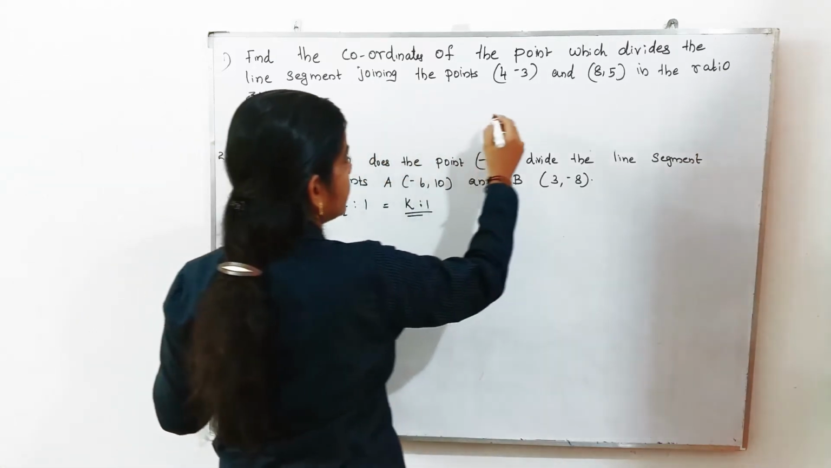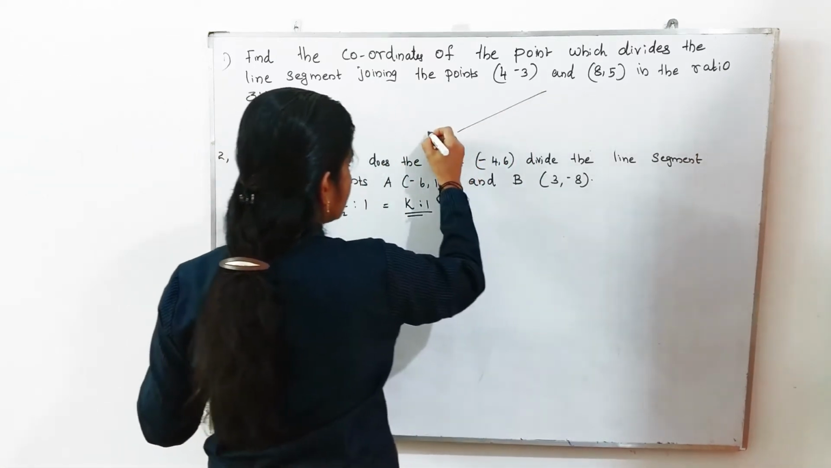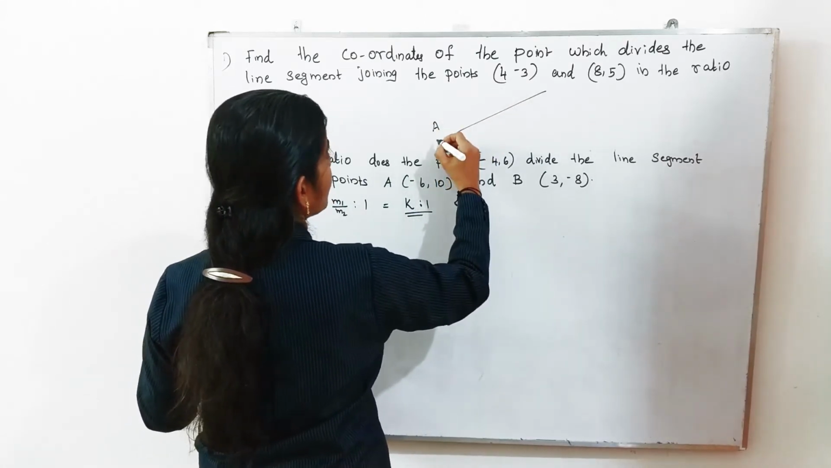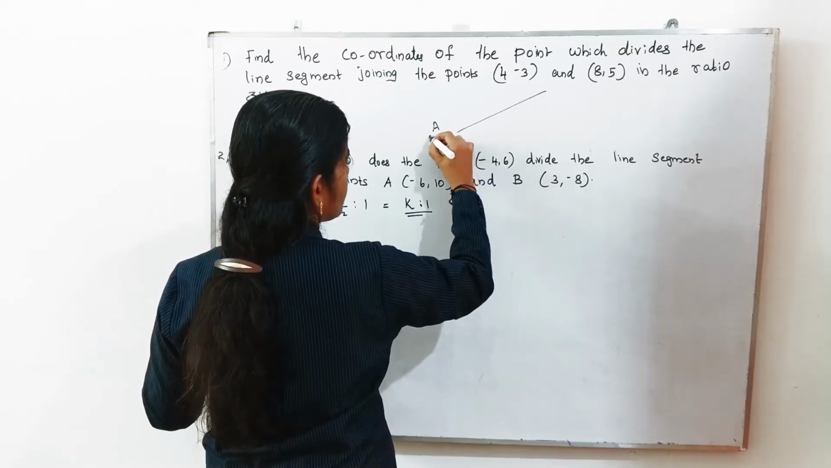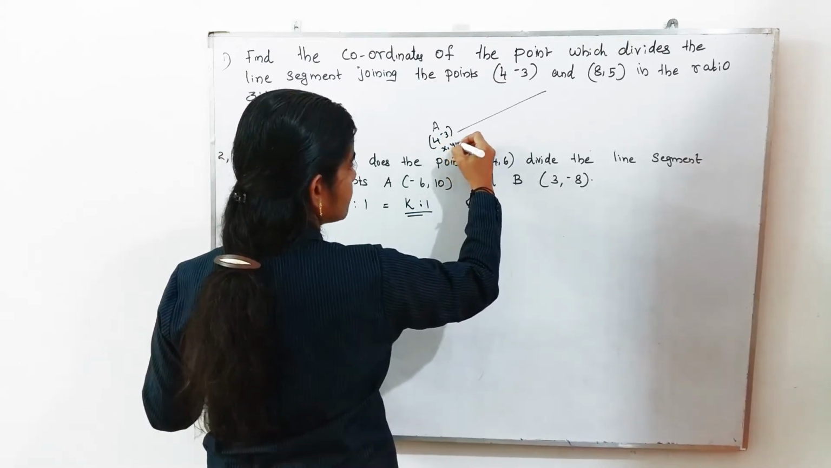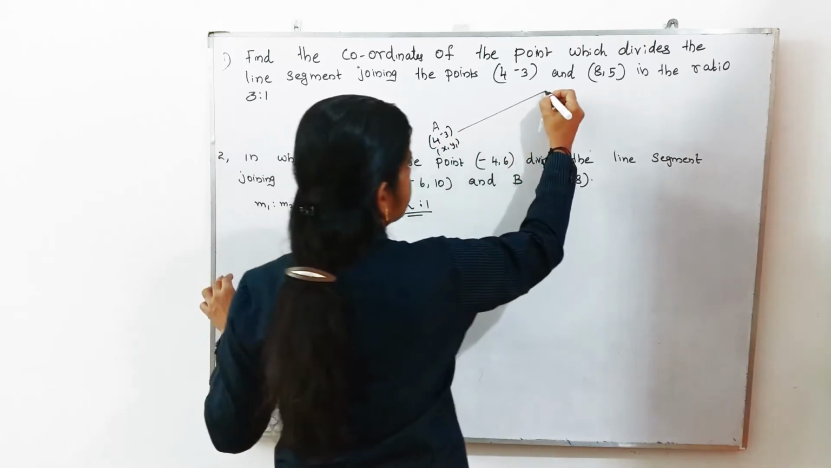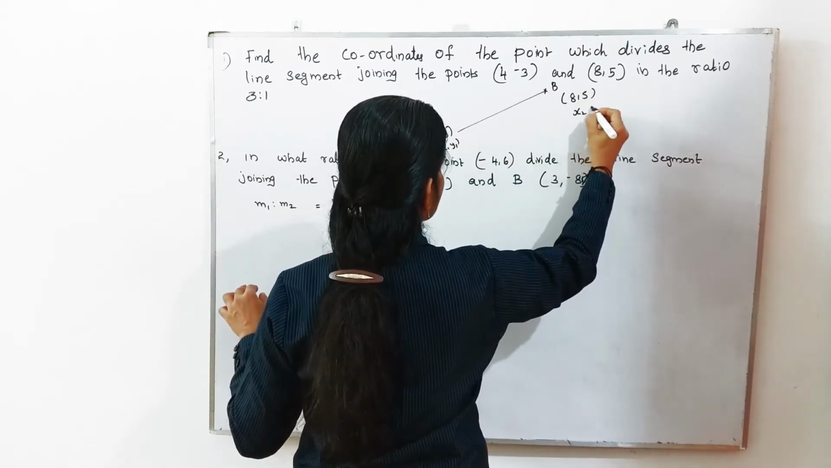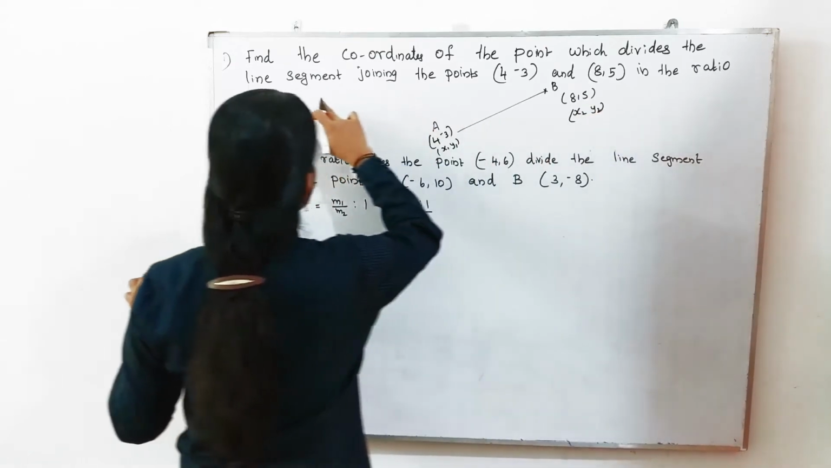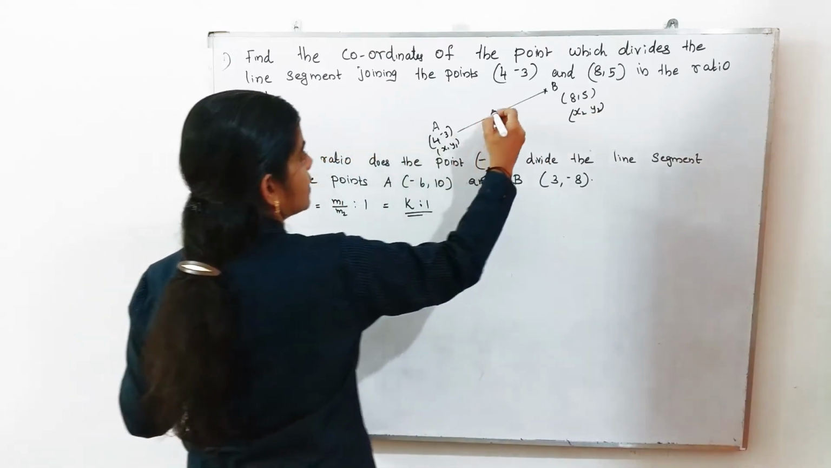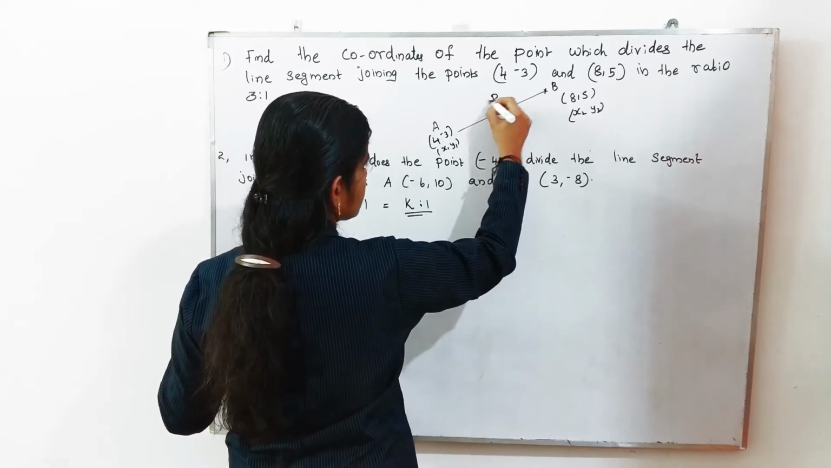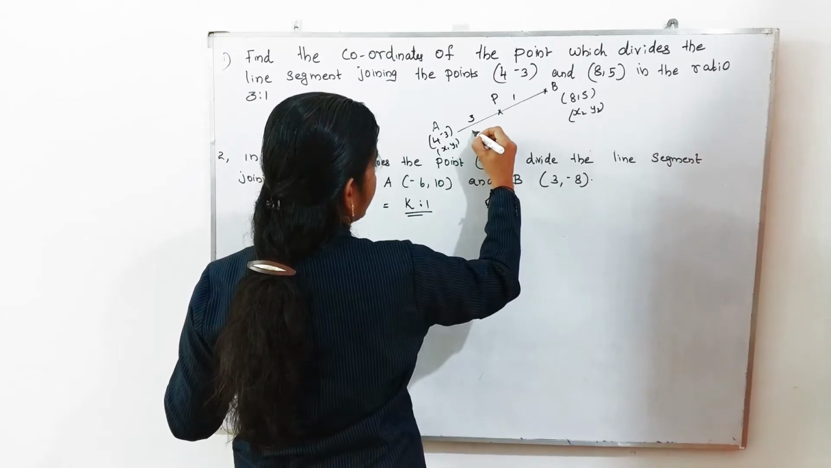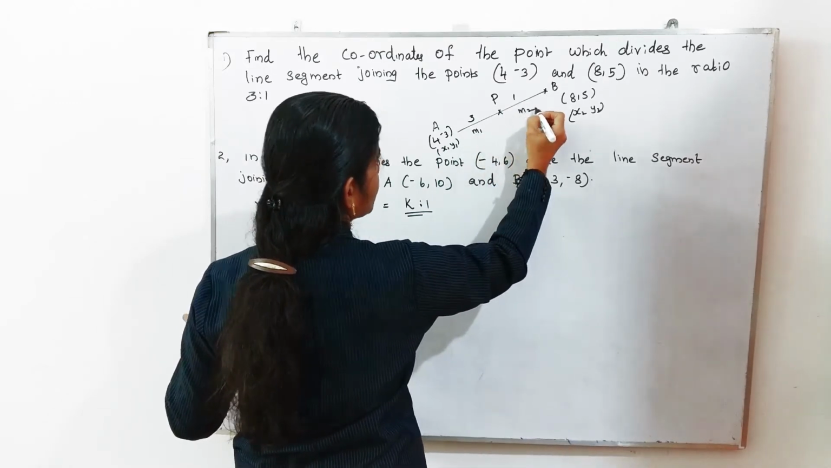This is a line segment. A is the point (4, -3); you already know this will be x1, y1. Next, B is the point (8, 5). This will be x2, y2. And on the line segment joining them, the point P divides the line segment in the ratio 3 and 1. So m1 is equal to 3 and m2 is equal to 1.